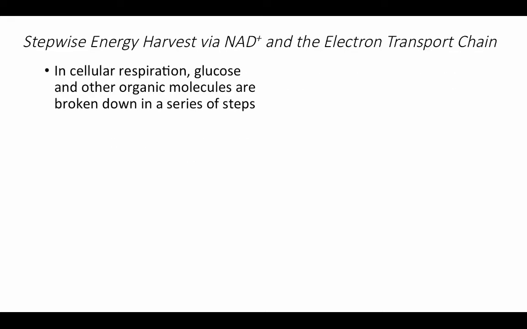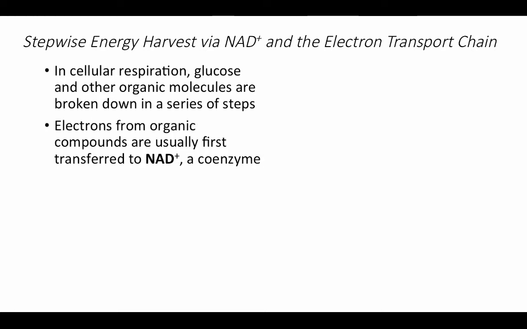So as we've been mentioning, this energy harvest is going to happen in a series of small steps. And the big player in this is going to be NAD+, which is going to be reduced, and something we call the electron transport chain that's going to carry out this series of redox reactions and transfer those electrons down to lower and lower and lower energy states, harnessing that energy as we go along. So in cellular respiration, glucose and other molecules are broken down in this large series of steps. So electrons from organic compounds are usually first transferred to NAD+, which is a coenzyme.